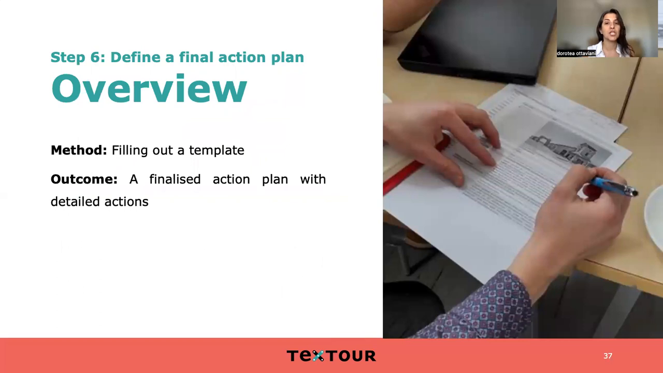This won't be achieved through a collaborative workshop, but it will be carried out by the pilot coordinator through the fulfillment of a template that is going to be provided. The outcome is a finalized action plan with detailed actions.